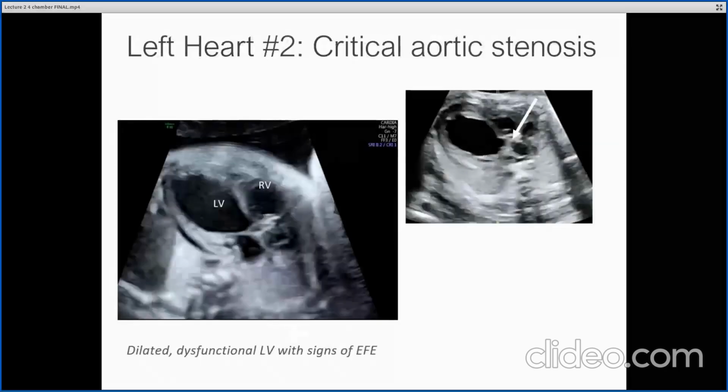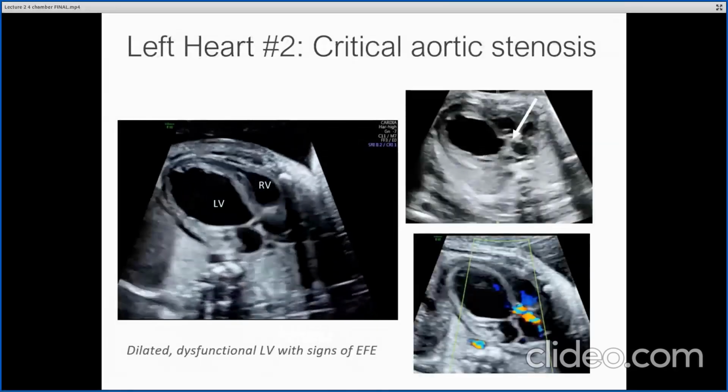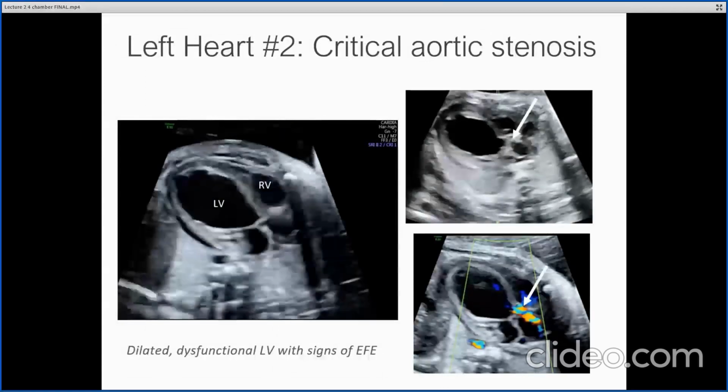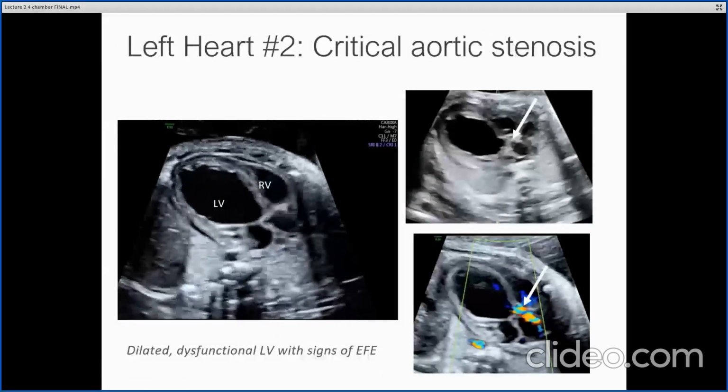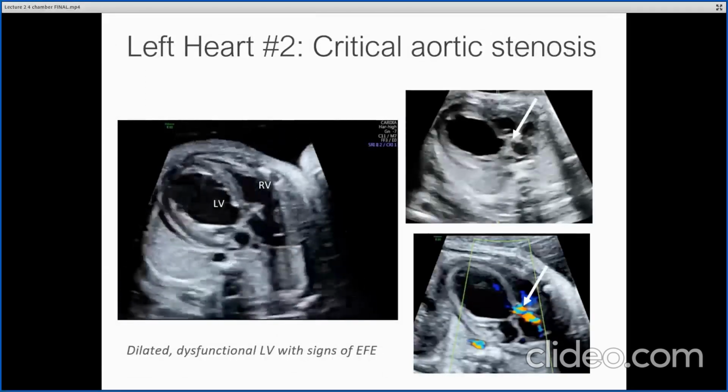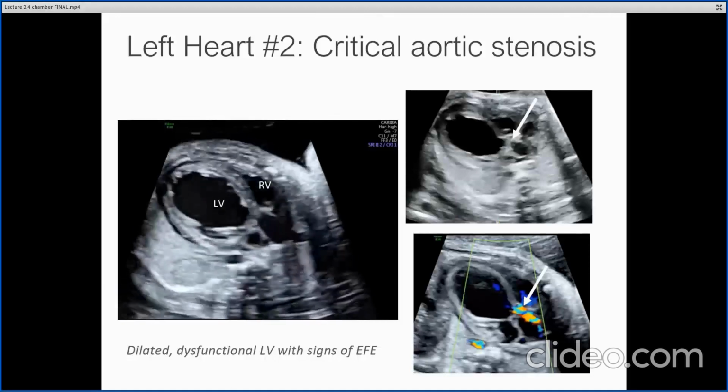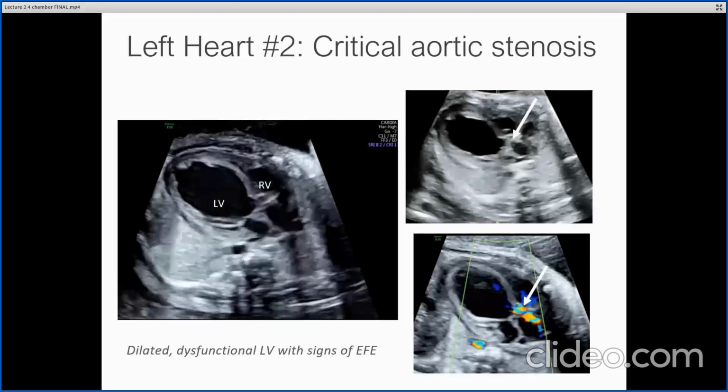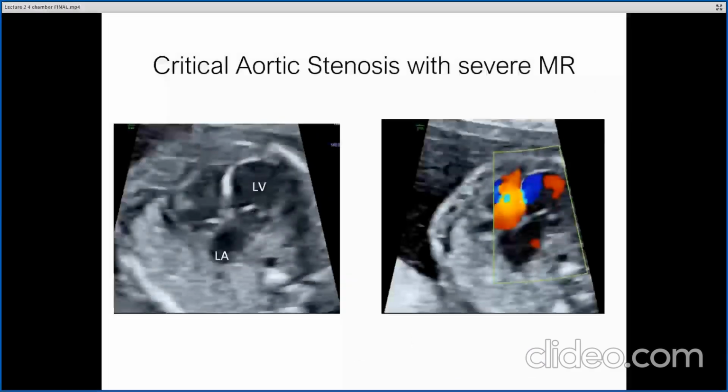However, when we look at the left ventricular outflow in this picture, we can see that the aortic valve is quite thickened. And when we put color Doppler, we can see turbulent flow across the aortic valve. Thus, it confirms the diagnosis of aortic stenosis. So the cause of LV dysfunction is critical aortic stenosis. This is a variant form of critical aortic stenosis.